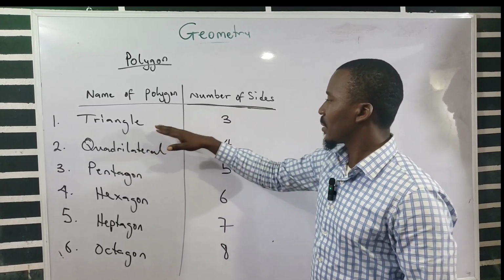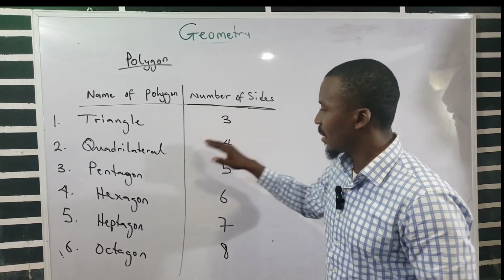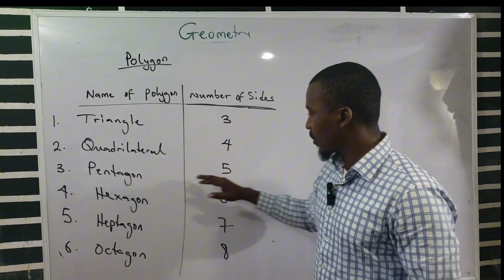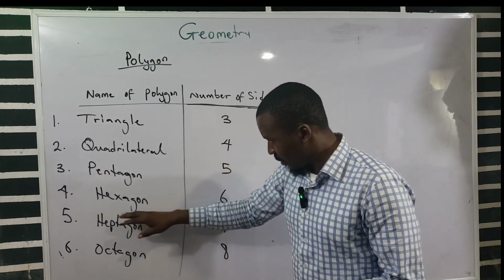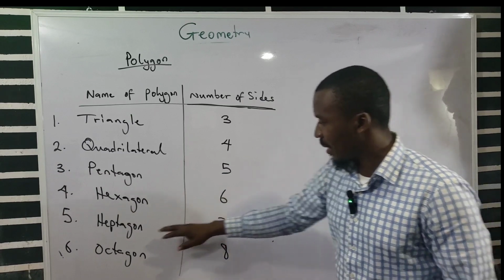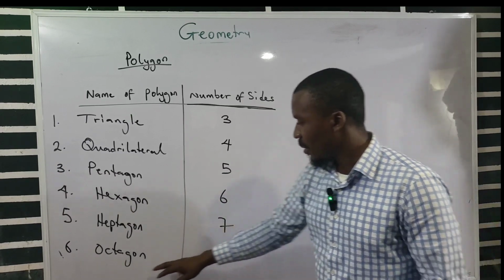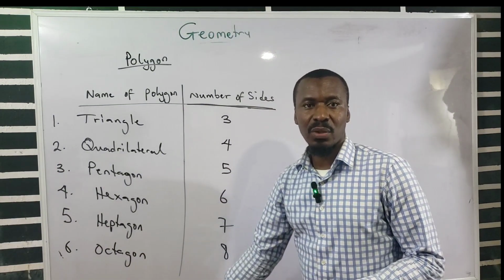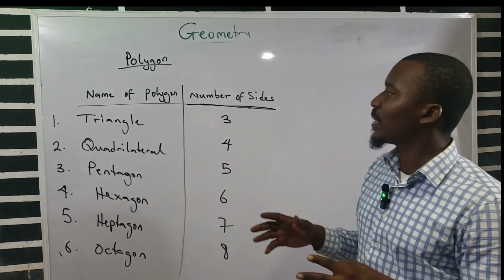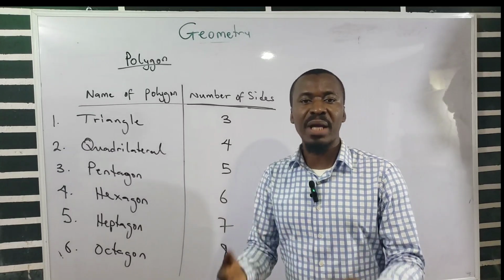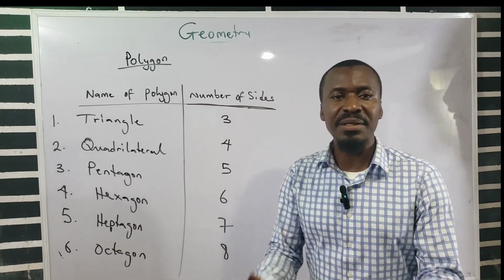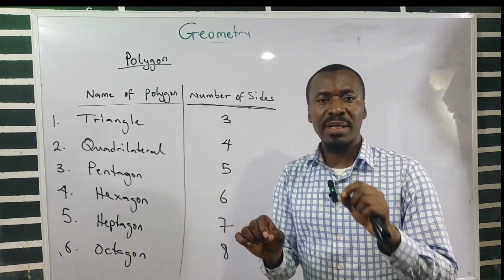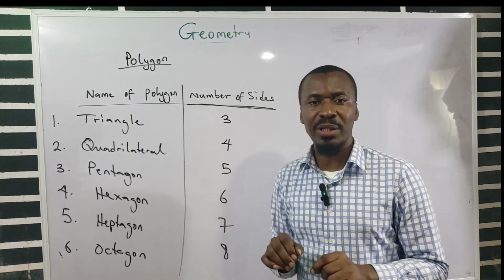The first one, triangle, has 3 sides, quadrilateral has 4 sides, pentagon has 5 sides, hexagon has 6, heptagon has 7, octagon has 8. So it continues like that. Okay. Now, under polygon, we have what we call regular polygons and irregular polygons. So let us talk on regular polygon and irregular polygon.